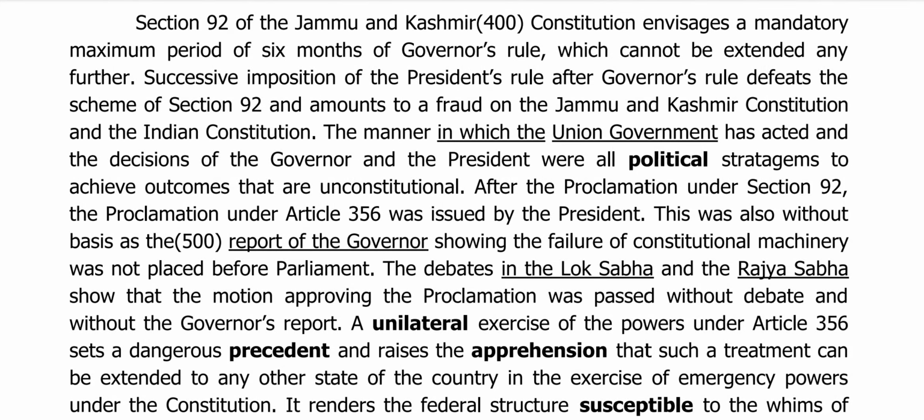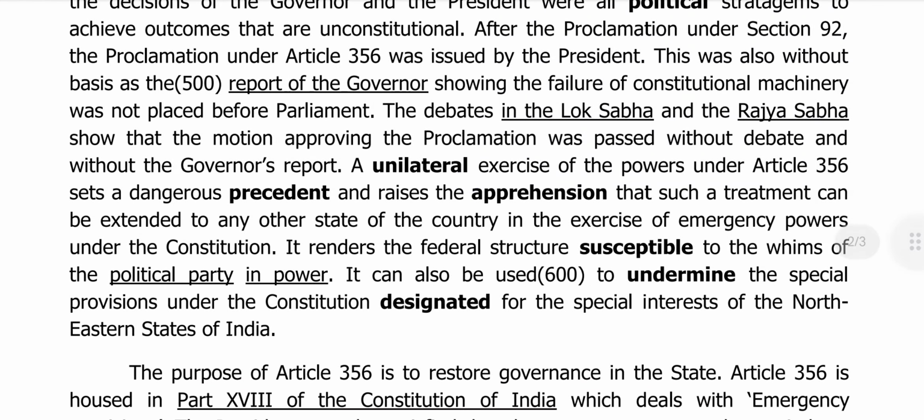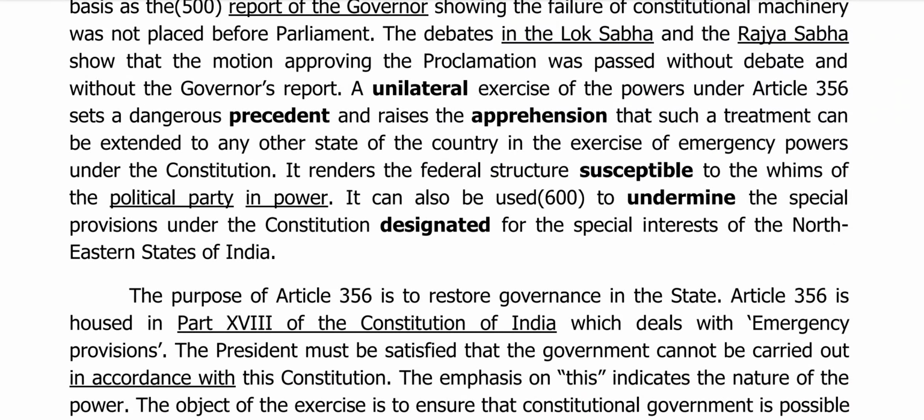The manner in which the Union government has acted and the decisions of the Governor and the President were all political stratagems to achieve outcomes that are unconstitutional. After the proclamation under Section 92, the proclamation under Article 356 was issued by the President. This was also without basis as the report of the Governor showing the failure of constitutional machinery was not placed before Parliament. The debates in the Lok Sabha and the Rajya Sabha show that the motion approving the proclamation was passed without debate and without the Governor's report.